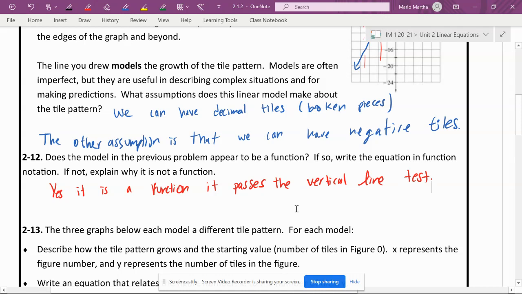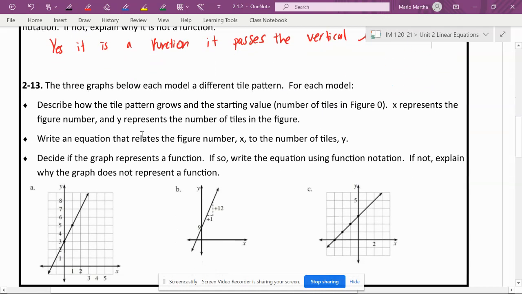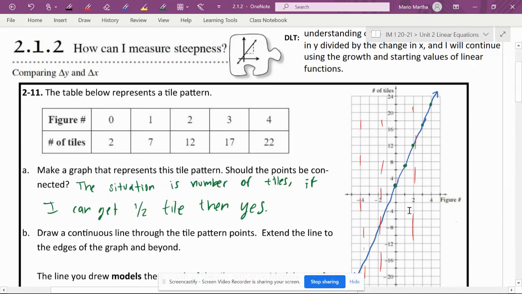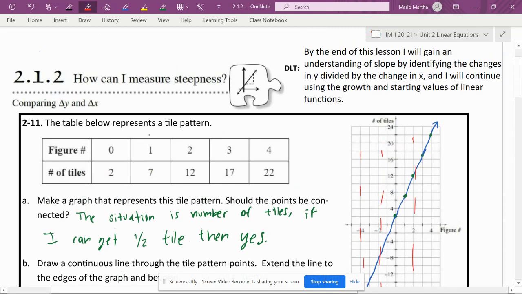All right. Now let's look at problem 213. The three graphs below, we still want to write the equation for that function, right? So first, remember from the previous lesson, we learned that our figure 0 is our initial value or starting value. And then we can figure out the growth rate by determining how this is growing, right? So since we're going up by ones here, every time we go up by one, the number of tiles increases by, in this case, it looks like 5. So each time we're adding 5 to the previous number of tiles.